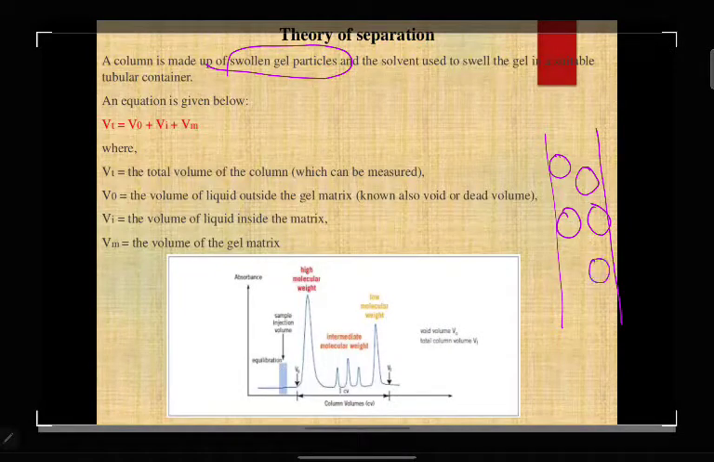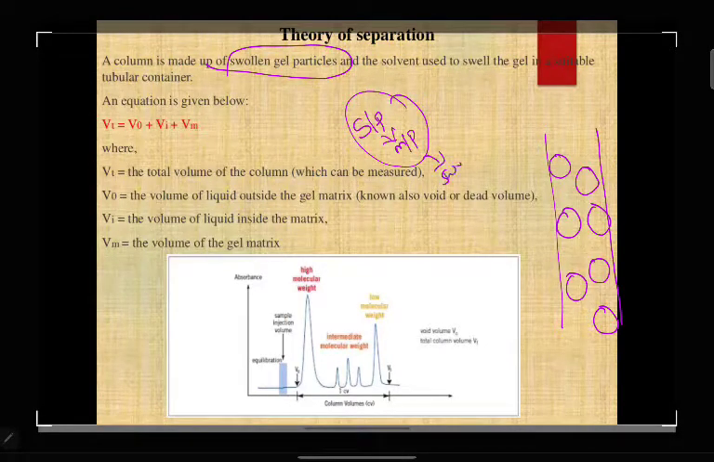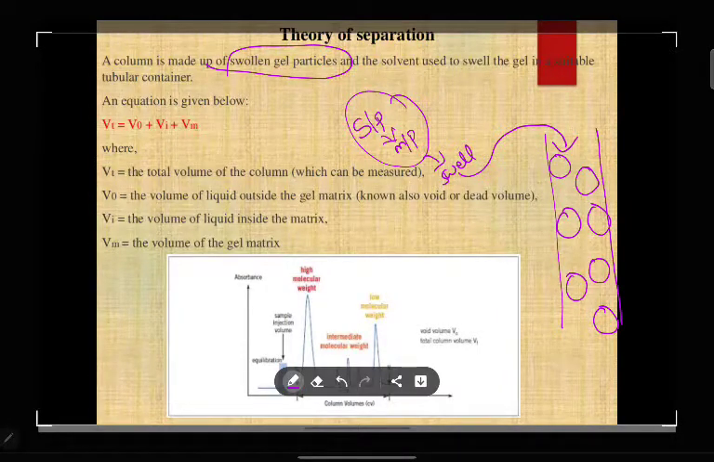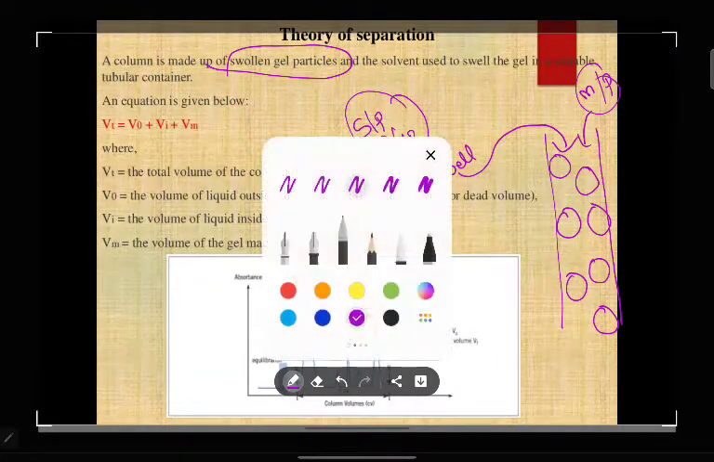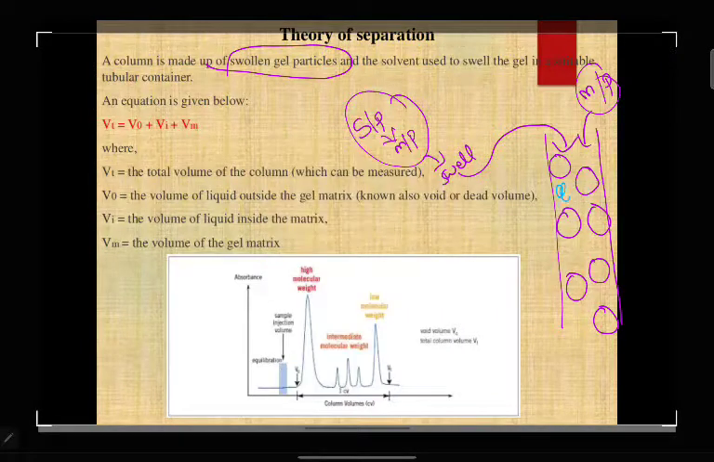Why are these gel particles swelling? Because you took your stationary phase and mixed it with mobile phase. When you mix, it will swell. That swollen gel you pour or pack inside the column. After that, again you have to saturate this entire column with mobile phase. Why? Because in between there are some empty gaps, no? These empty gaps we have to fill with your mobile phase. That is called saturation.